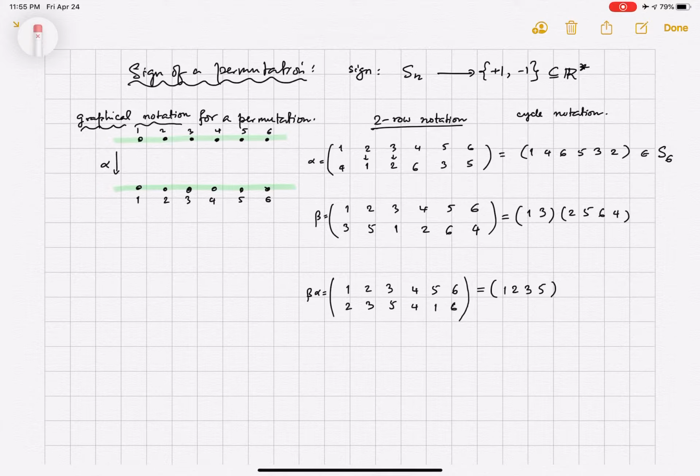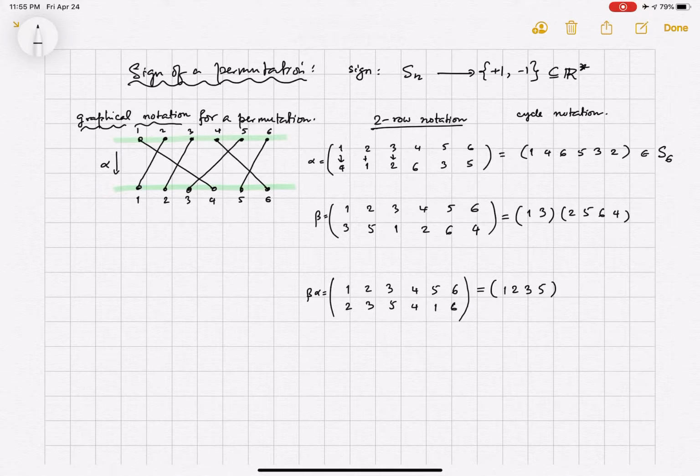Look here, 1 goes to 4 in alpha, so I'm going to join 1 with 4. 2 goes to 1, so I'm going to join 2 up here with 1 down here. 3 goes to 2. Keep looking, so 4 goes to 6, 5 goes to 3, and 6 goes to 5. And this picture is the graphical notation for alpha.